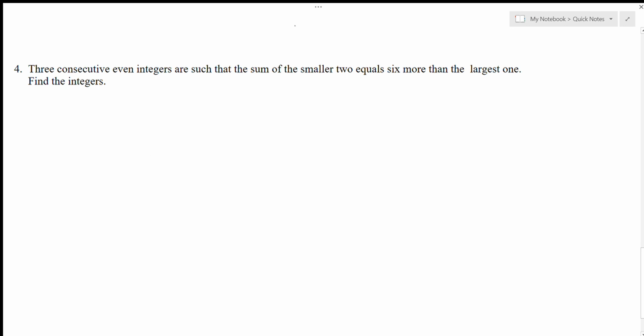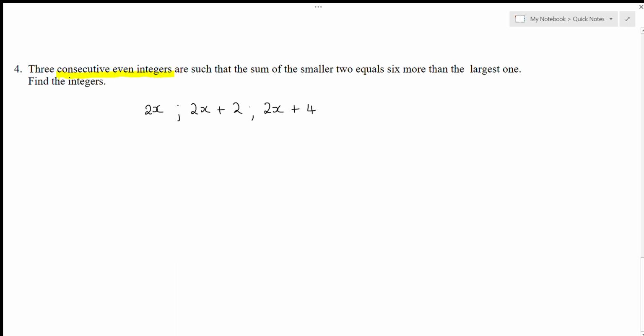Okay, the focus here is going to be on consecutive even integers. The previous one was just consecutive integers. So we're going to look at the first integer. Even would be 2x, the second one would be 2x plus 2, and the third one would be 2x plus 4, because we're looking at 3 consecutive even integers.